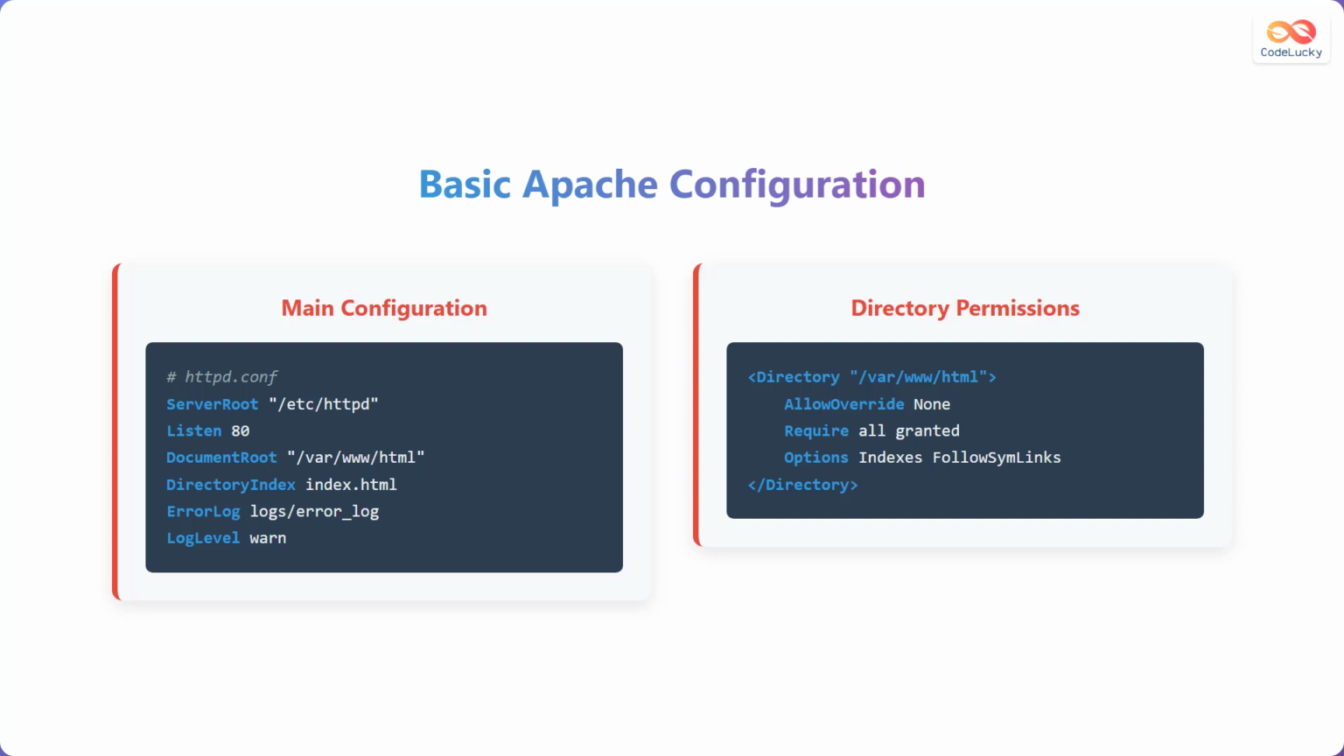ErrorLog specifies where Apache writes error messages, and LogLevel controls the verbosity of error logging. Directory blocks define permissions and options for specific directories, including AllowOverride settings and access requirements.